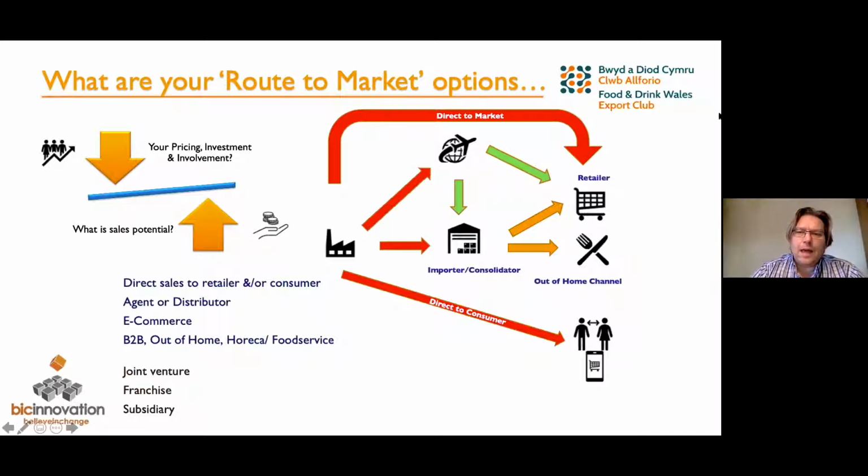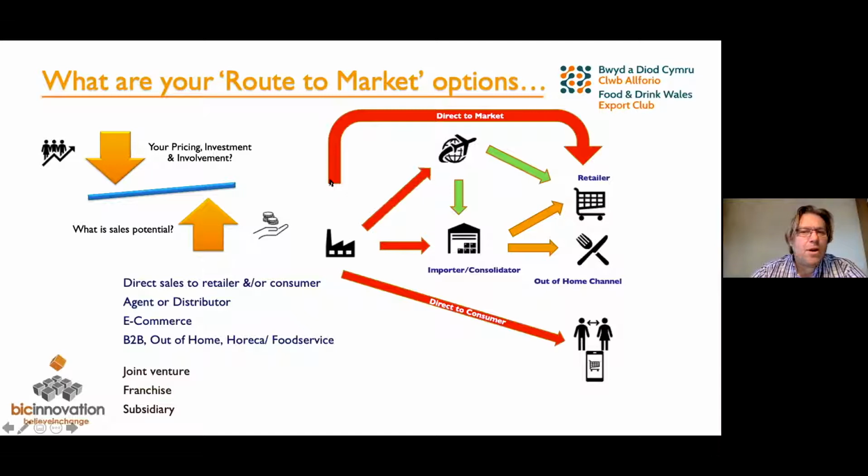In terms of your route to market options, there's going to be potential in a marketplace which hopefully would deliver some cash, and hopefully also some profit. But you also need to think about what your pricing is going to be, what your investment is going to be, and critically, what your company's involvement is going to be. If it's a smaller opportunity, you don't need to dedicate so much time to it. But if it's one of the bigger opportunities, be it US, Canada, Germany, France, obviously you need to dedicate a bit more time to it.